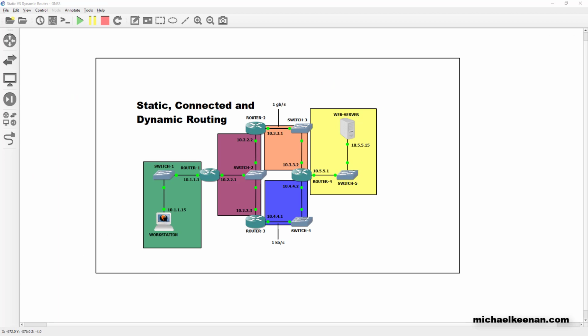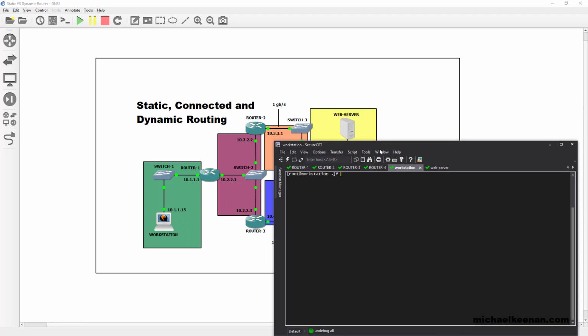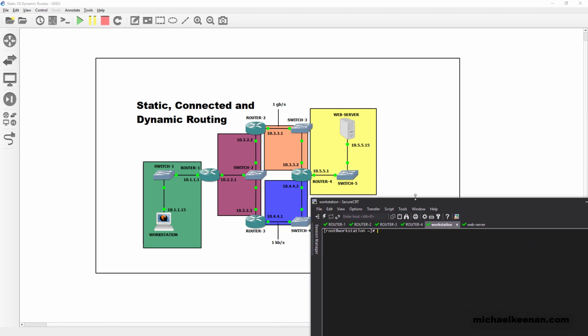Okay, so starting off on the workstation down here in the green subnet, what we're going to do is attempt to ping the web server up here. So we're going to try to go from here to the web server and see what happens. Right now we don't have any routes configured. So we'll ping 10.5.5.15 and nothing. The reason for that is because those packets don't know how to get to the web server yet, but we're going to fix that here in a second.